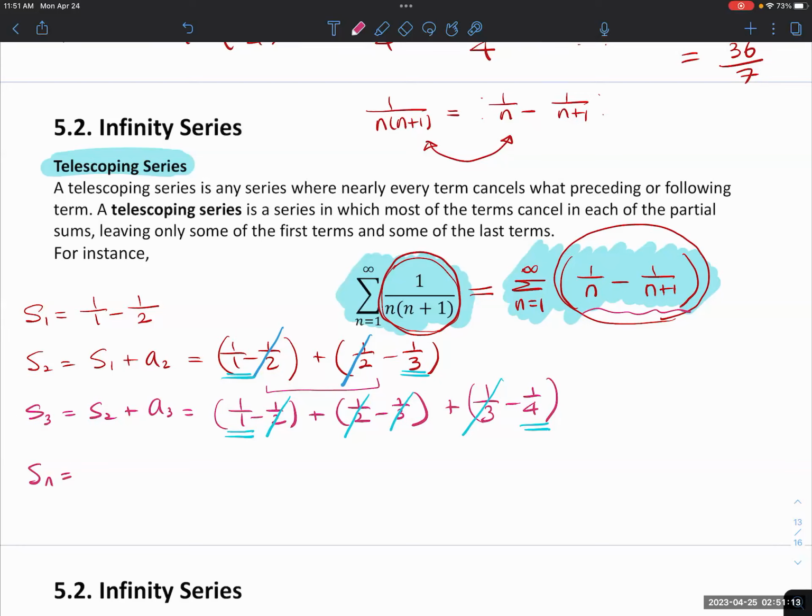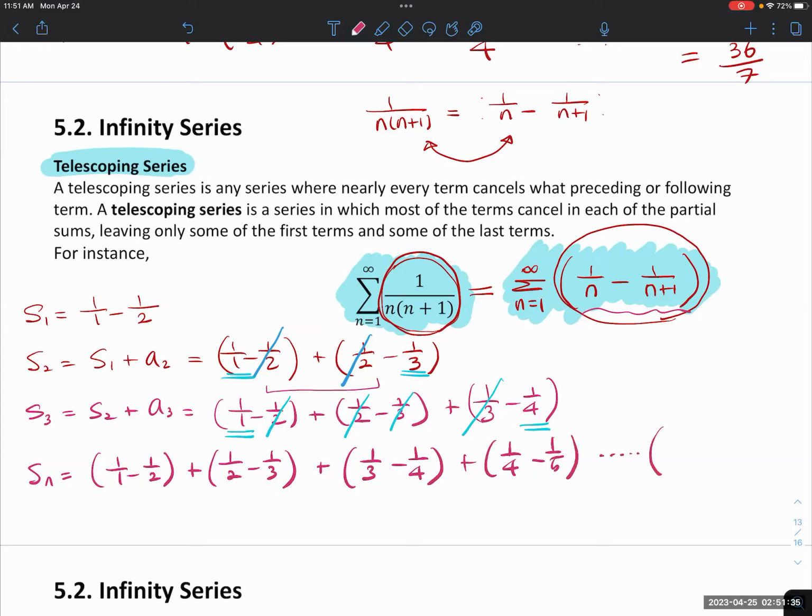So we know it's going to be A1 plus A2. You're adding all the summation. So it's going to be 1 over 1 minus 1 over 2, S1. And then you keep adding the next one, 1 over 2 minus 1 over 3, 1 over 3 minus 1 over 4, 1 over 4 minus 1 over 5. You keep going. The last one, 1 over n minus 1 over n plus 1.